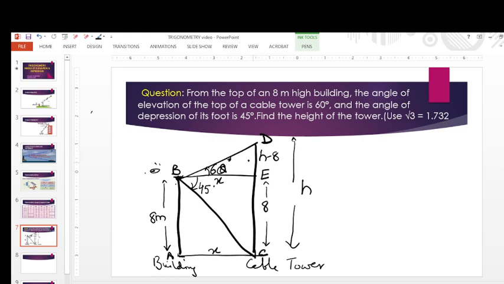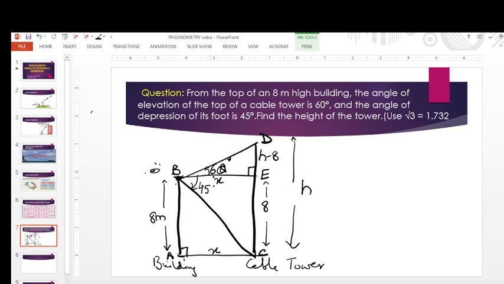Why am I doing this? Because this is a vertical line. Here it's a right angle, and this building is also vertical, so here it is also 90 degrees. So we can apply the trig ratios here. Now one more thing you need to see: I'll be using this triangle to find the height.